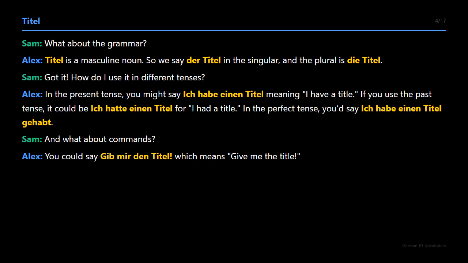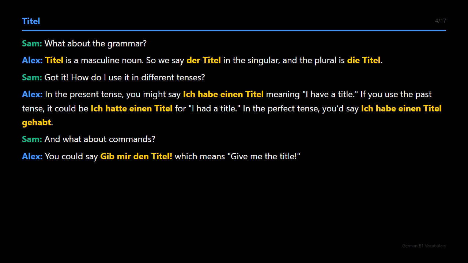Got it. How do I use it in different tenses? In the present tense, you might say, Ich habe einen Titel, meaning I have a title. If you use the past tense, it could be, Ich hatte einen Titel, for I had a title. In the perfect tense, you'd say, Ich habe einen Titel gehabt. And what about commands? You could say, Gib mir den Titel, which means give me the title.